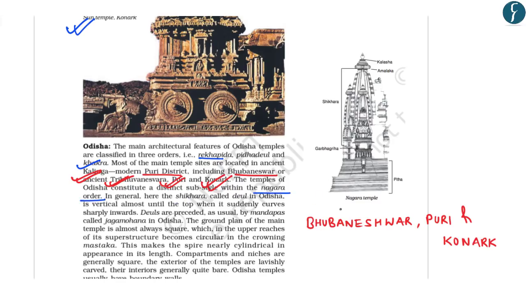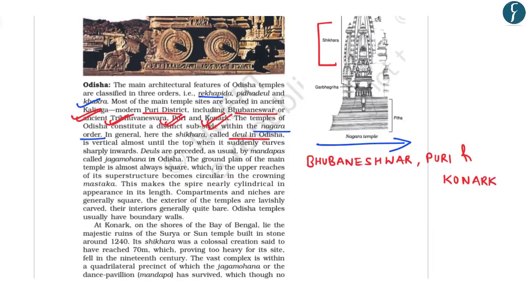Now you can understand the Nagara style of temple architecture. It says that in general, the Shikhara is called the Deul in Orissa. So the Shikhara which is represented in a Nagara temple is called Deul in Orissa. It then says that Deuls are preceded as usual by Mandapas called Jagmohana in Orissa. So all these relevant facts from NCERT become very important from your prelims perspective.